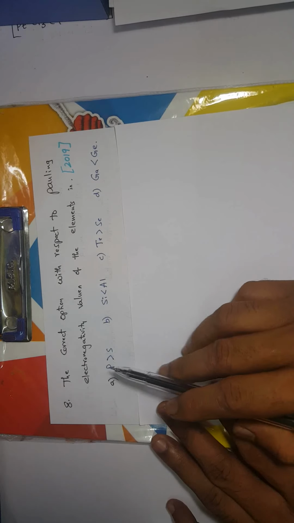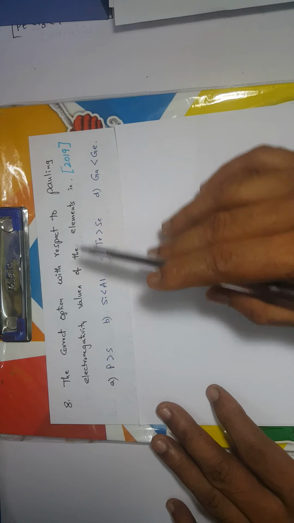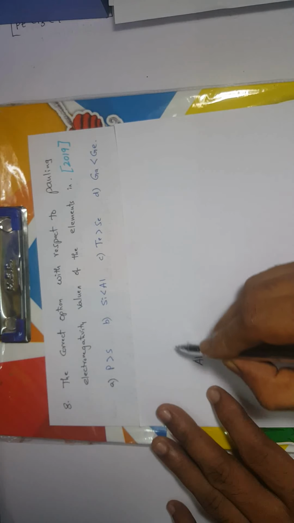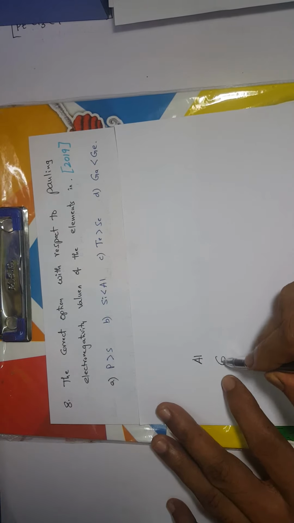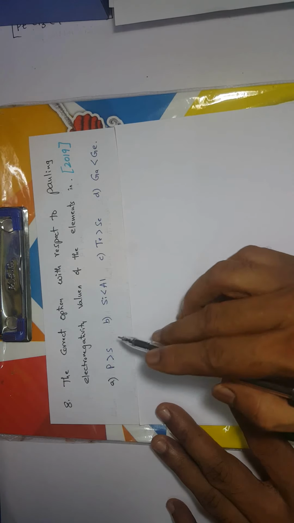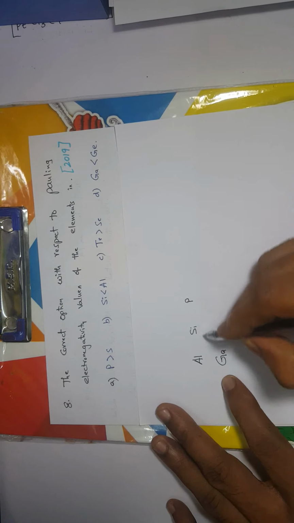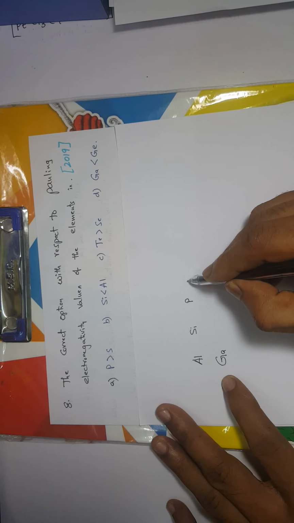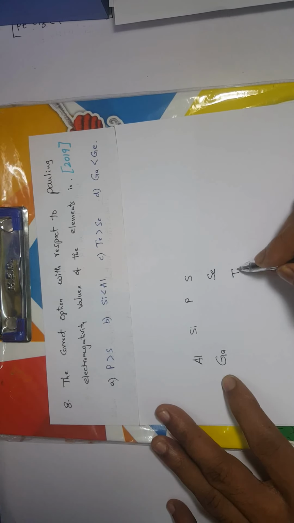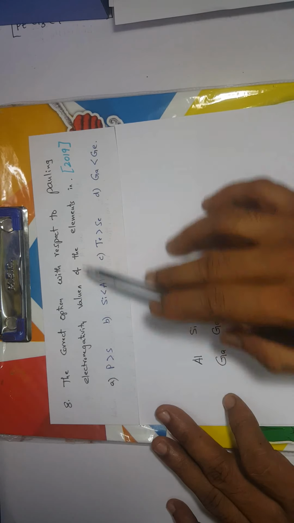Okay. In this question, we need the correct option with respect to Pauling electronegativity values of the elements. So what are the elements they have given? First one is aluminium, gallium, silicon, phosphorus, aluminium, silicon, sulfur, selenium, tellurium, silicon, germanium. Okay, so we have to compare these.